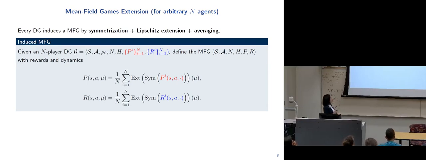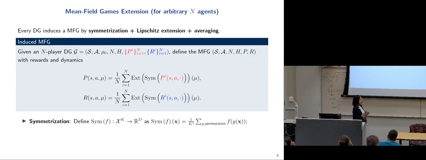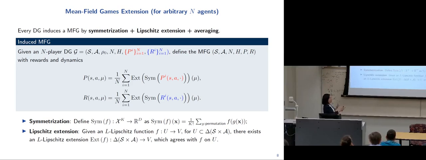Suppose we're given some n-player dynamic game where the transition dynamics and rewards are different. We can define some transition probability P by first taking the symmetrization of each agent i's transition dynamic P, then extending this into the probability space and averaging out over all n agents. We do the same thing for the reward function. Here the symmetrization is basically just averaging out all possible permutations of the state-action pairs among all agents to make it a symmetric function. And the Lipschitz extension here is just to say that if this function is defined on some empirical distribution, then we can easily extend it to the entire simplex set.